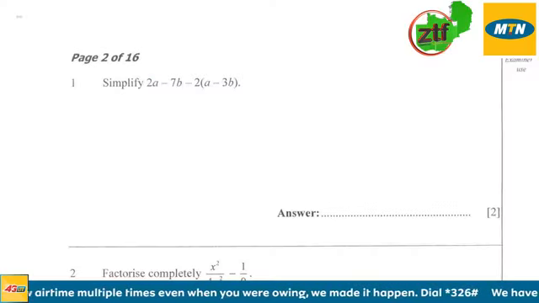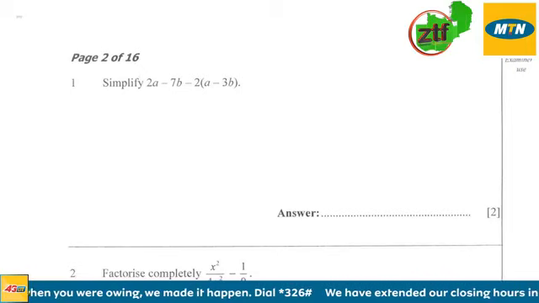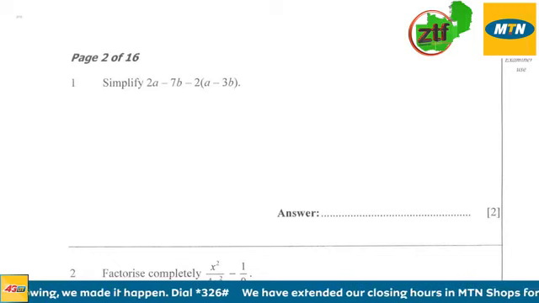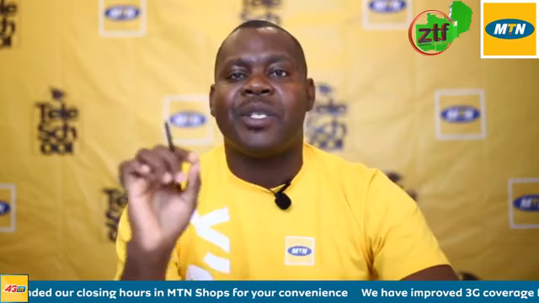Question number 1 states, simplify 2a minus 7b minus 2, then a minus 3b. What is to simplify? Simply to make something look simple. It looks complicated because we have got terms, some are in the brackets, some are not, and they have not been orderly done, so you've been asked to simplify them. So how do you simplify? First of all, you need to expand that which is in the brackets.